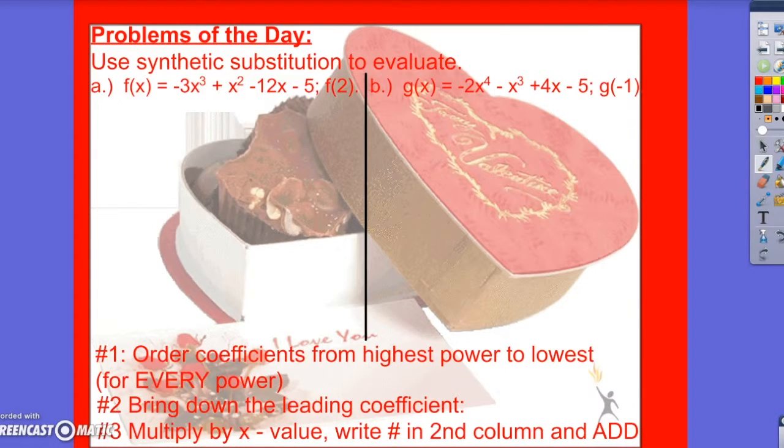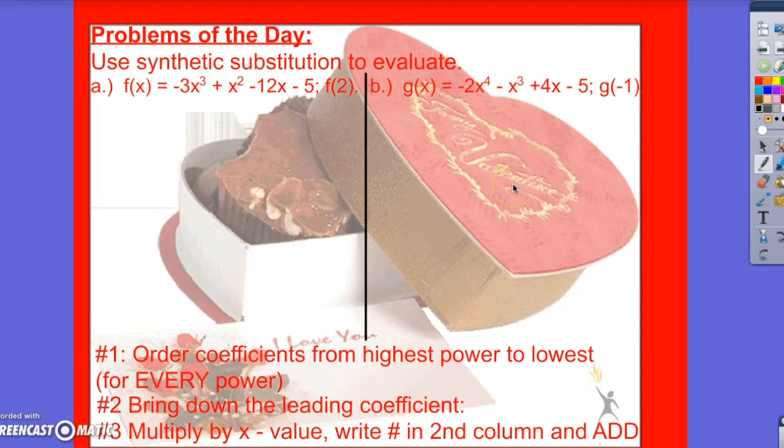All right, so today we continue on with lesson 5.2, part 2. So take a look at the problems of the day. I wanted to get you guys to get more practice using synthetic substitution. So I want you to go ahead and solve these. Pause the video. And just to remind you the steps, there's a little set of steps down here to remind you how to solve those.